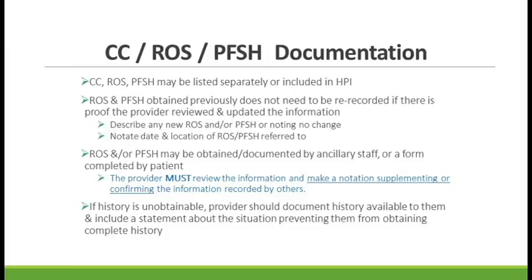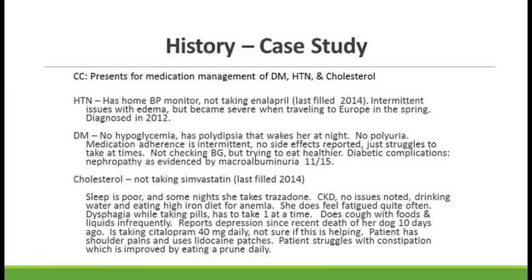If history is unobtainable for some reason, providers should document the history that is able to be obtained, whether it's from medical records, family members, or other caregivers, and state why the rest of the history cannot be obtained. An example of when this might be necessary is when a patient suffers from dementia and they cannot recall all of their history. So let's dissect this case study to determine what levels of HPI, ROS, and PFSH are supported, and then we will calculate the overall level of history based on our findings in each of these elements. Please feel free to have a blank copy of the WSPA auditing tool out and work through this with me.